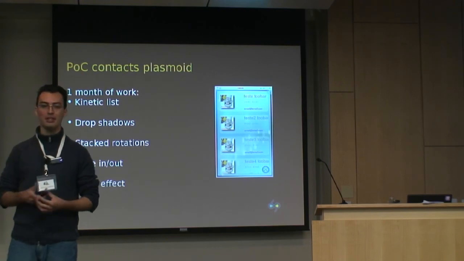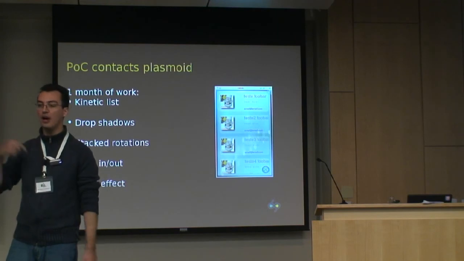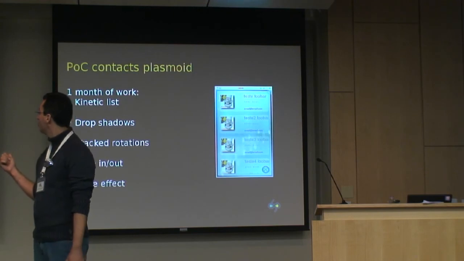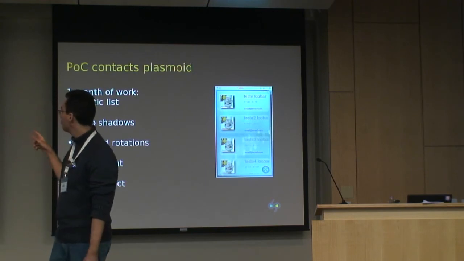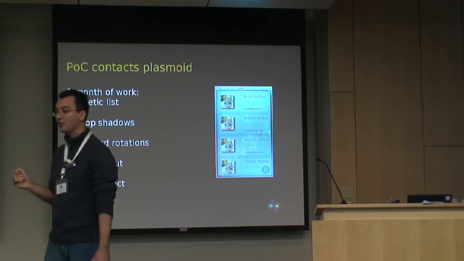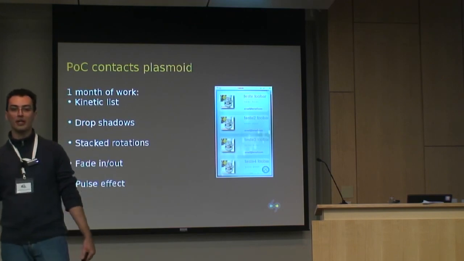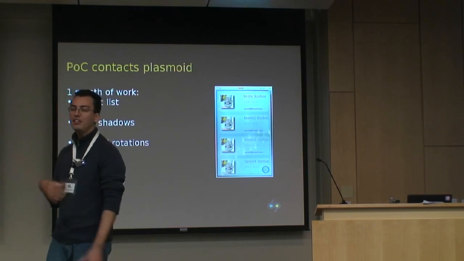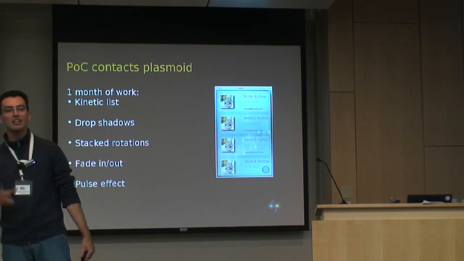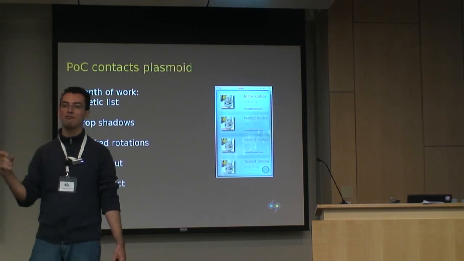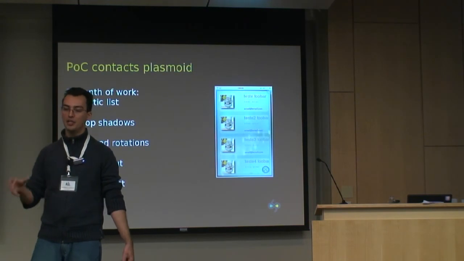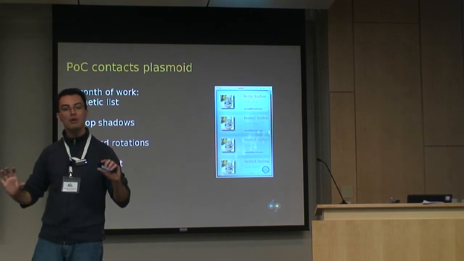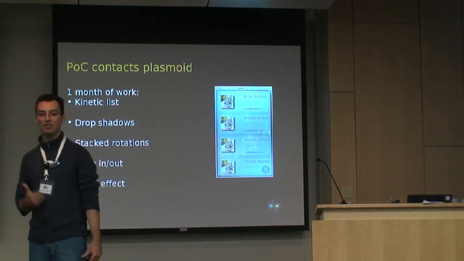features to have in a list, being able to have a kinetic feeling when you are flowing through the items on the list. We have drop shadows around the photographs on the contacts. We got stacked rotations. I'm going to show stacked rotation running. And also the more common effects like zoom, fade in, fade out, and finally the pulse effect. The pulse effect is that effect you have when, say, in OS X, you double click an application in Finder, and then you have a pulsing icon to represent that the application is being started.